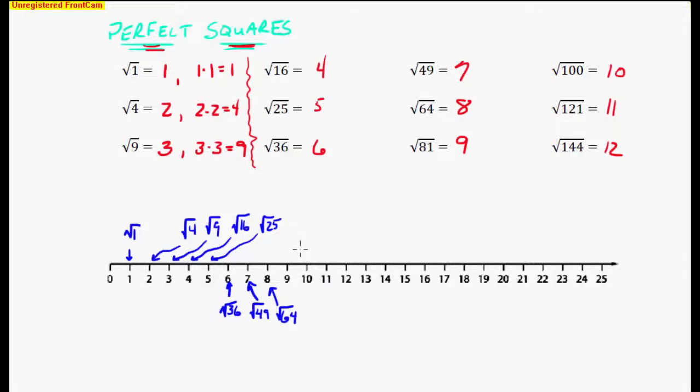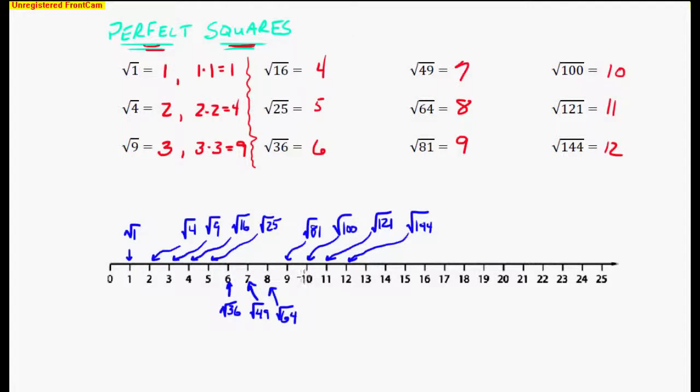And let's see, we'll go on top for these other ones. Square root of 81, it's going to be right there. Square root of 100, right there. Square root of 121. It's going to be right on the 11. Okay, and the square root of 144 is going to be right on 12. Okay, so you can see all of these fall on nice whole numbers. That's why they're called perfect squares, once again.